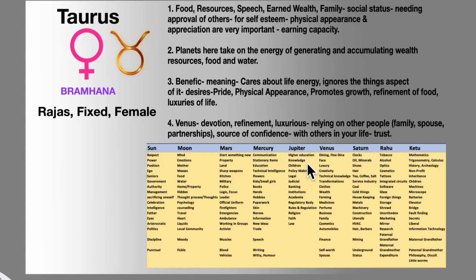If it's Jupiter in Taurus, you'll start considering your education, your knowledge, even your children as your resource. This is the things you have. And that's what you will hold dear to. That's what you will consider your resource. Venus, obviously it's its own house, so it already owns the house and is exalted. You will consider your clothes, your face, your luxury items, your cosmetics, your fine dining, your wealth as your resource, your physical wealth, the money.